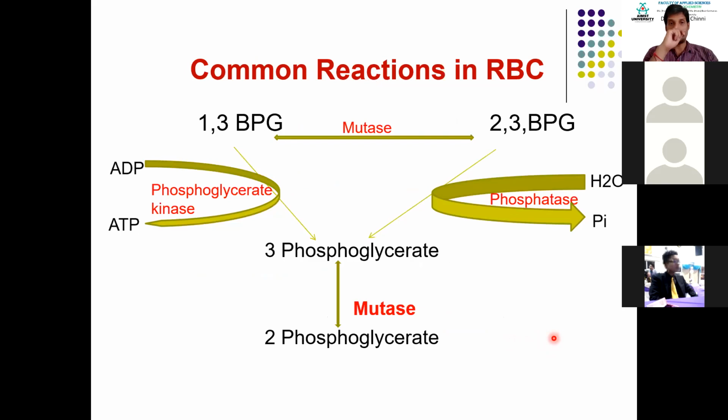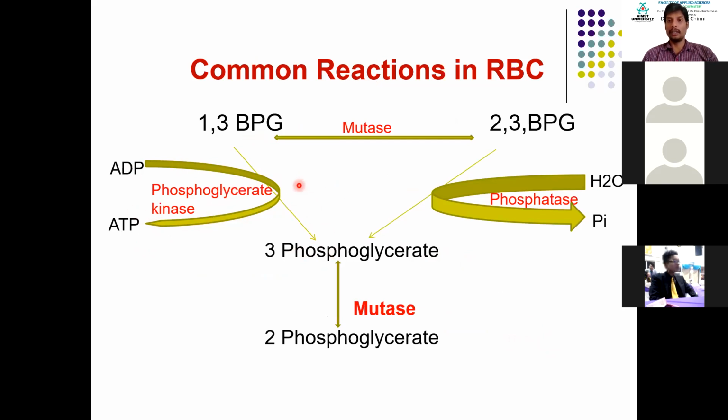Okay, come to this point where 1,3-bisphosphoglycerate is one of the intermediates in your glycolysis, and it is supposed to be converted to 3-phosphoglycerate, and ATP will be produced by phosphoglycerate kinase. This is one of the steps, right?